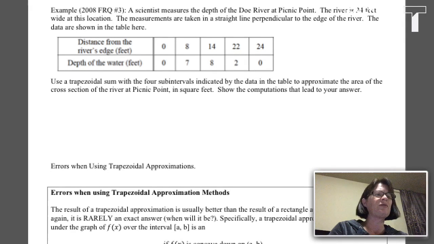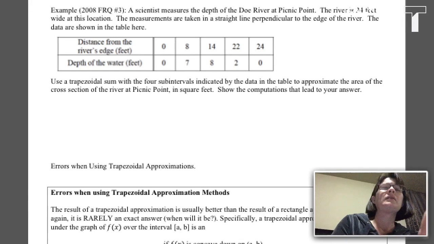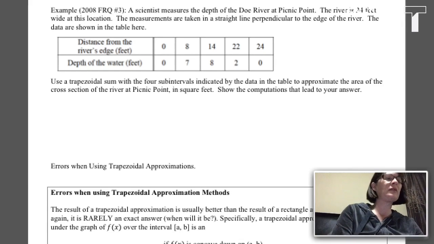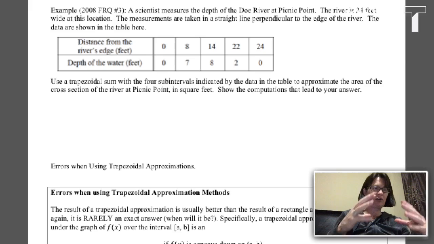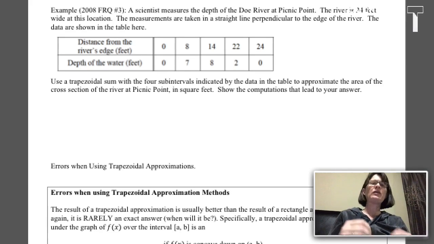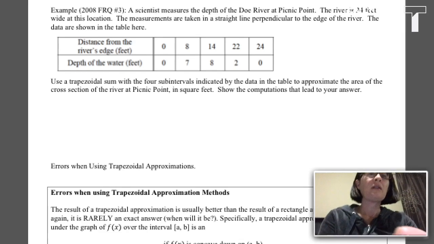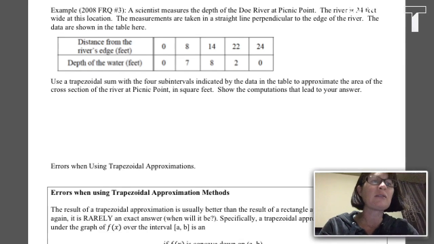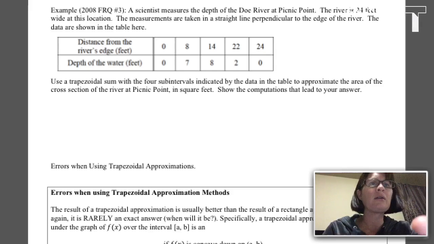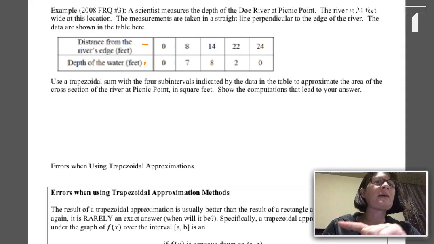Here's another example of using a trapezoidal sum to approximate area under a curve. So we've been asked to compute the area of a cross-section of the river. We know area is distance times height. So that's what I have here, a distance marker here, distance times a height.